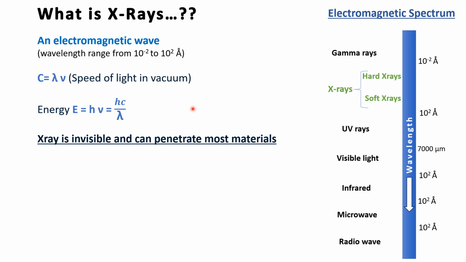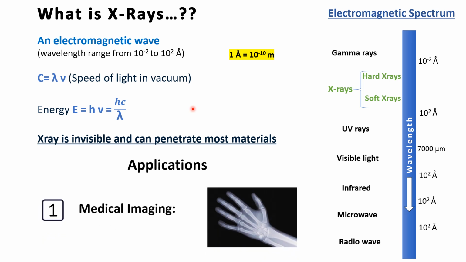Another interesting property of X-ray is that it is invisible and it can penetrate most materials. This property we use for medical applications. In medical applications, for imaging of broken bones, we use soft X-rays.